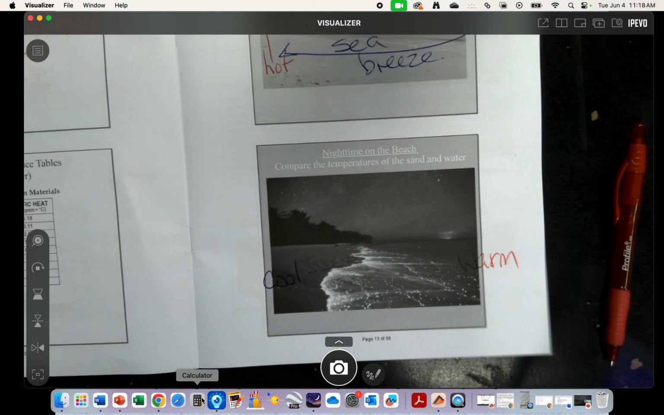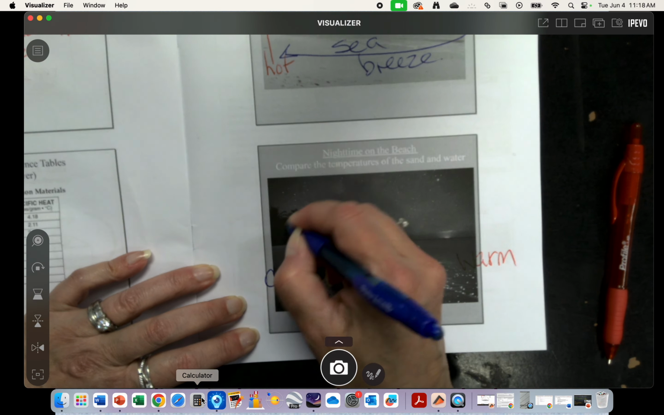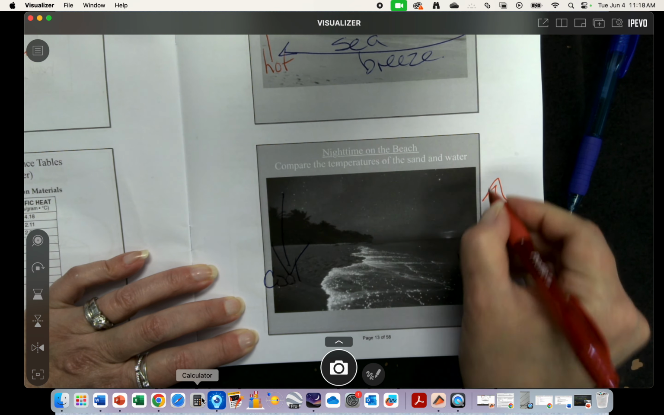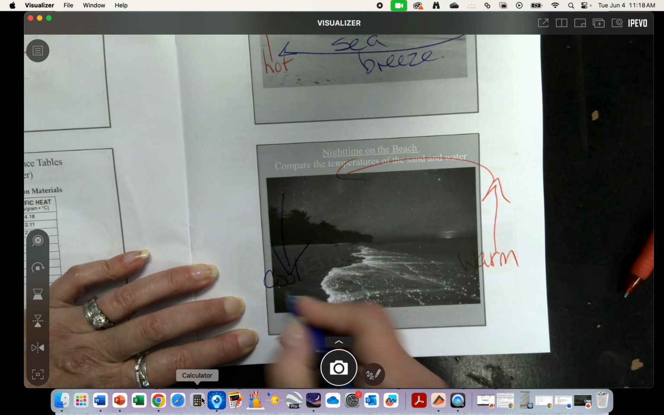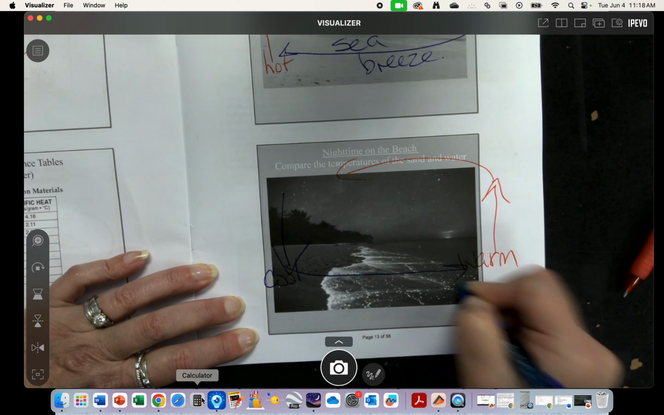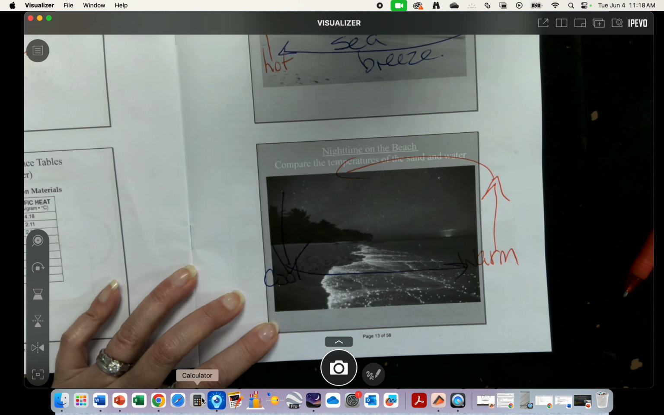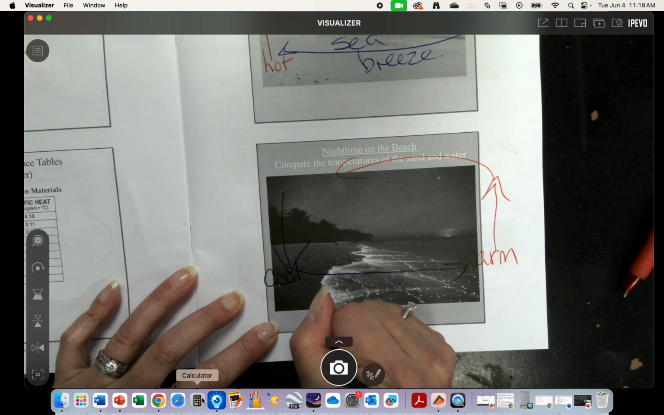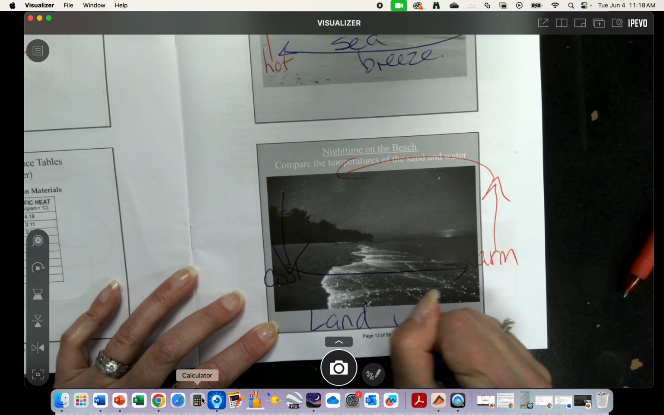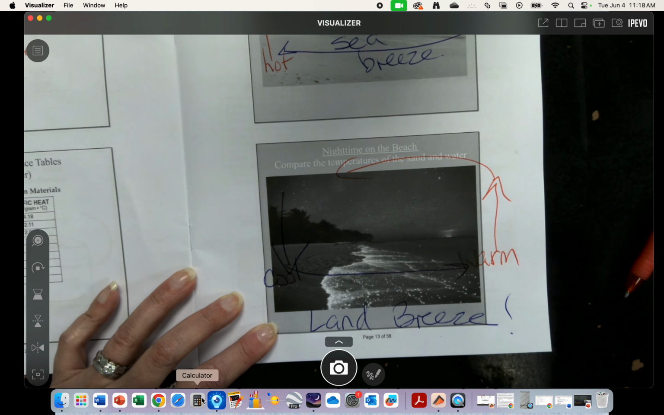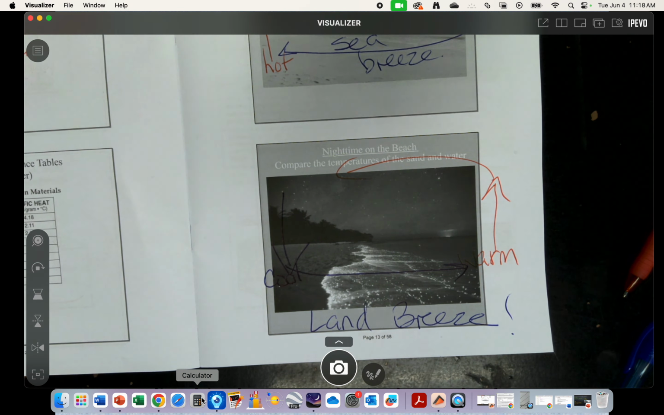Okay, real quick. Okay, so now the air is sinking over here. The air is rising over here. If we set up the convection current, what's happening? What is this breeze called? It's coming from the land. This is a land breeze. Got it? We're gonna watch an Edpuzzle on this tonight.